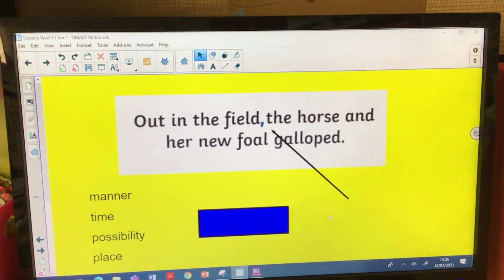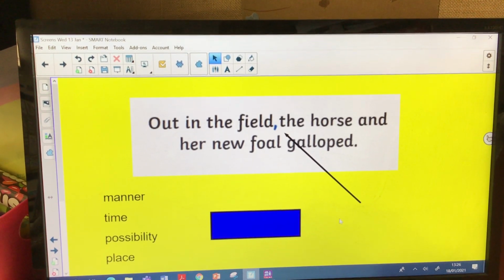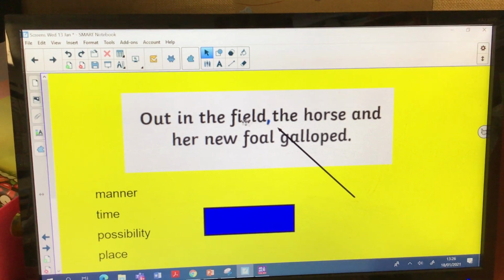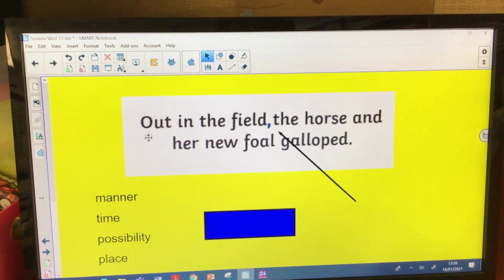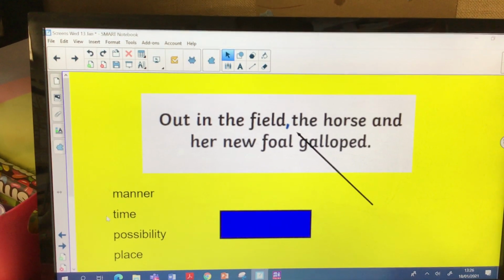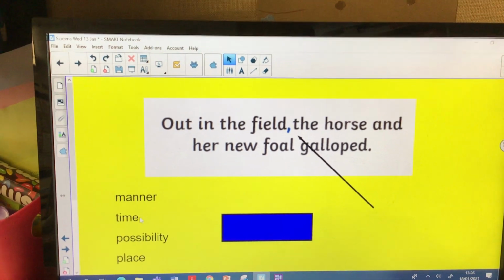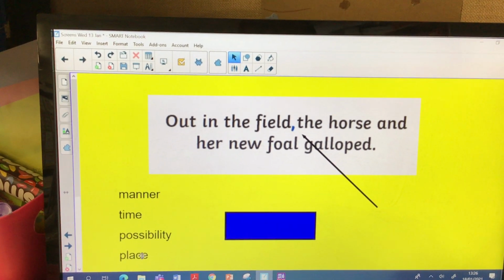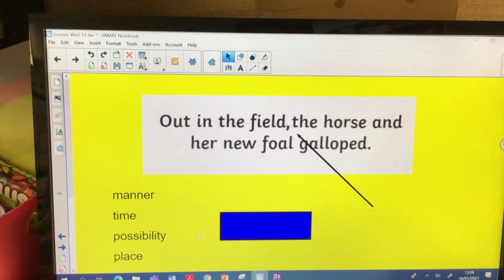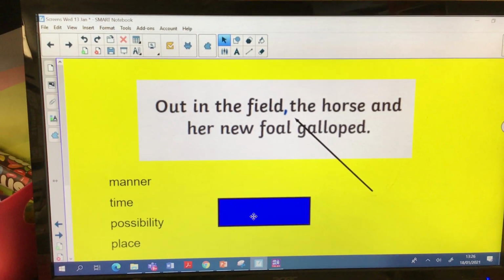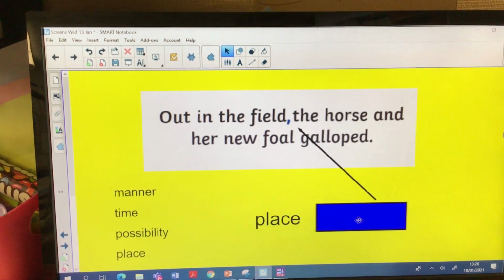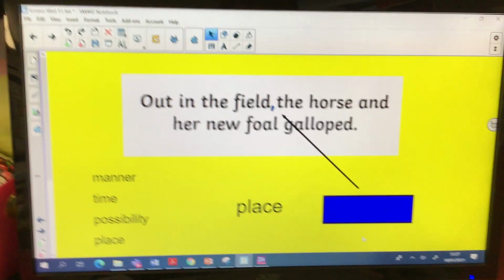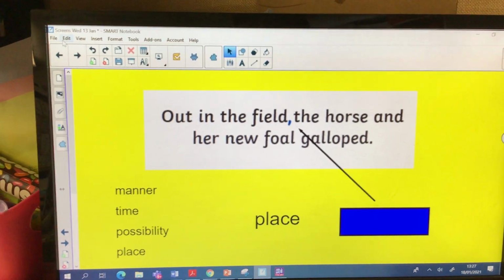Look at this next one. Out in the field, the horse and her new foal galloped. There's our comma after the fronted adverbial. So is out in the field telling us the manner, the time, the possibility, or the place? Have a little think. You're right, it's telling us the place. The place is out in the field.